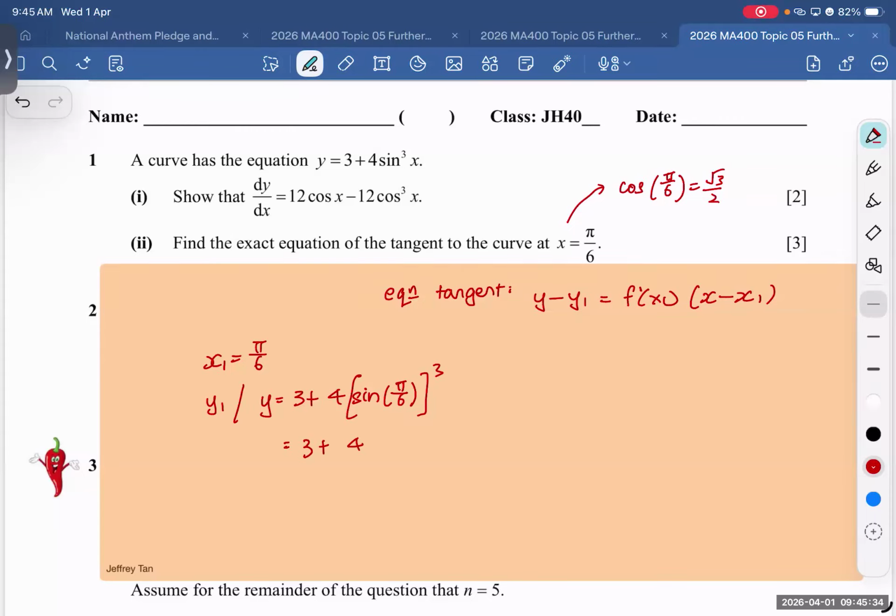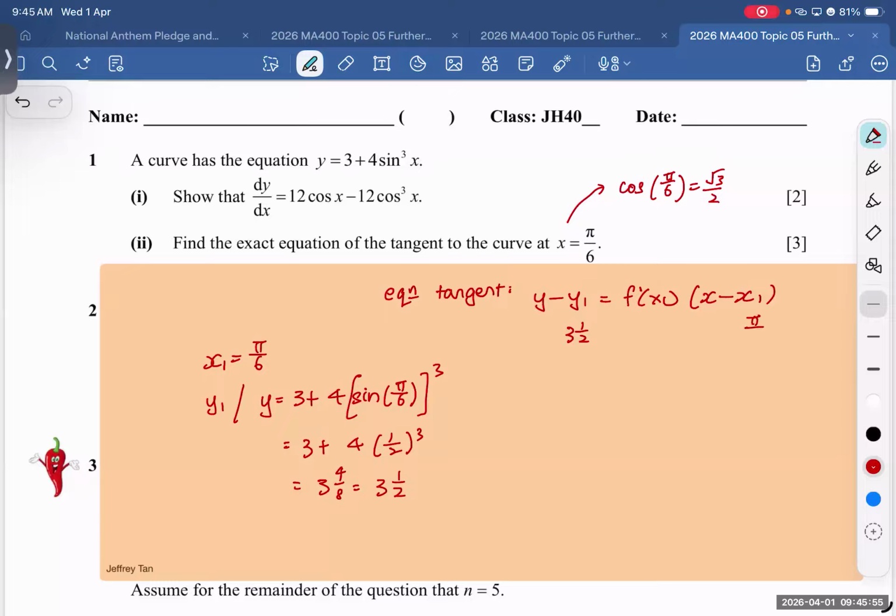Sine pi over 6 is half. So this is half power 3. Half power 3 is 1 over 8. So you have 3 and 4 over 8, which is the same as 3 and a half. Okay, Ethan? Are you okay? So then after that, you know that this is 3 and a half.